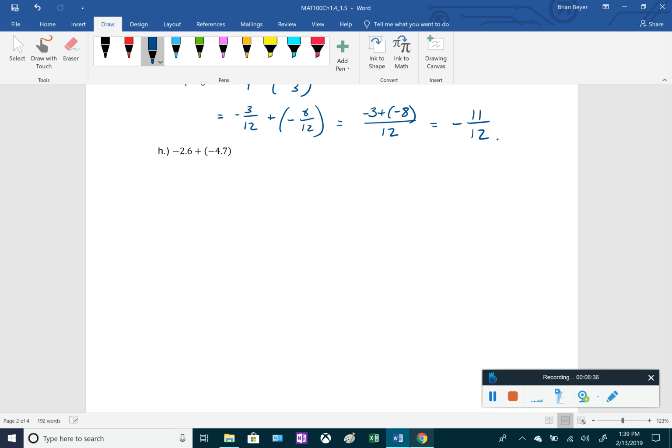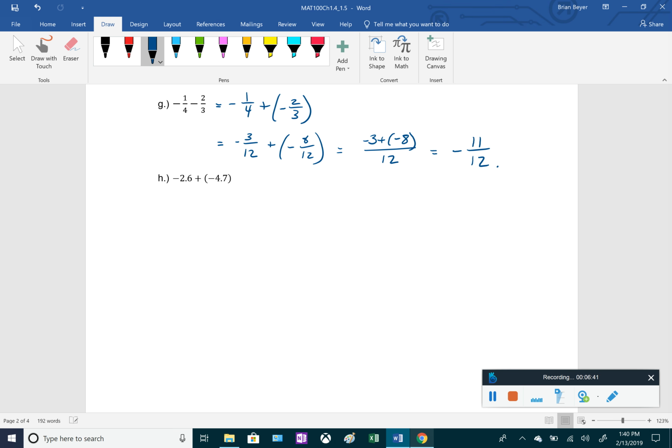Okay, for this last one here, we have decimals this time. This time I will do it the way that I mentioned for the previous one. We have a negative 2.6. We're adding another negative, which means we're subtracting 4.7. So this is actually going to end up being the same thing as 2.6 plus 4.7, except our answer is going to be negative, because we're starting with a negative, making it more negative. So it's essentially the same idea as starting with the positive and making it more positive, except our final answer will be negative.